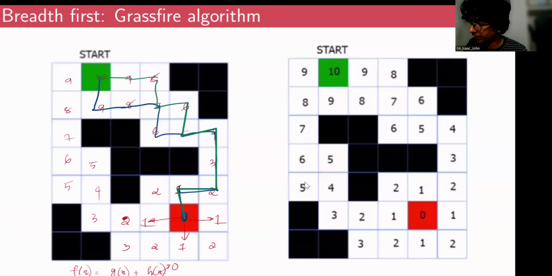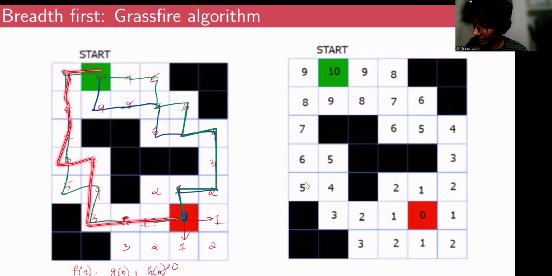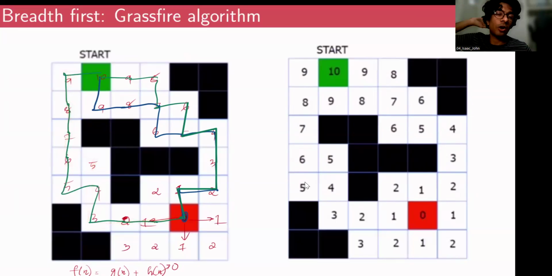There is one more path that is feasible. 1, 2, 3, 4, 5, 6, 7, 8, 9, 10. You can also go like this. That is also feasible. All these paths are also feasible. There is also one more path. So all these multiple paths, all these options are actually possible.